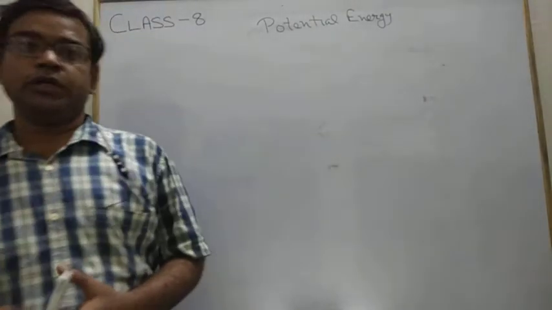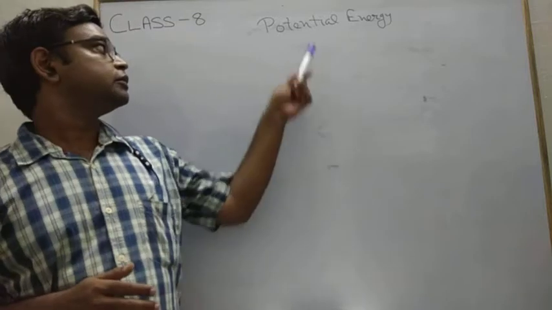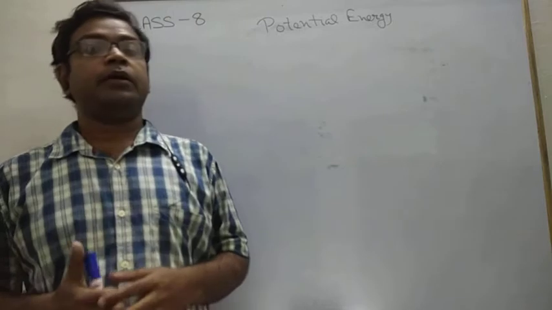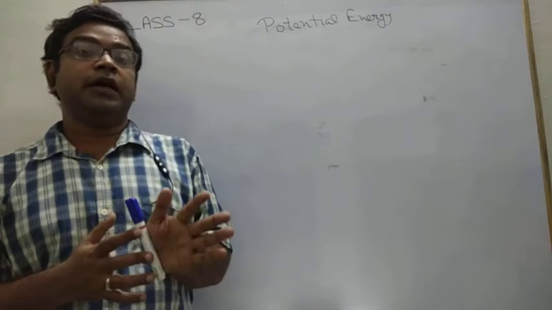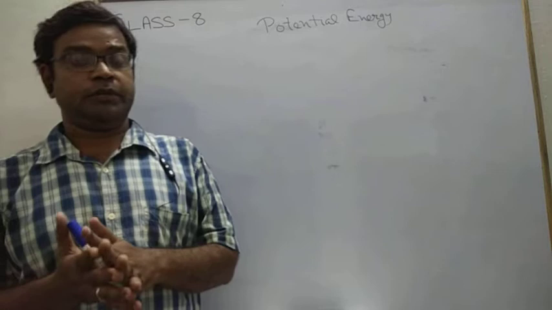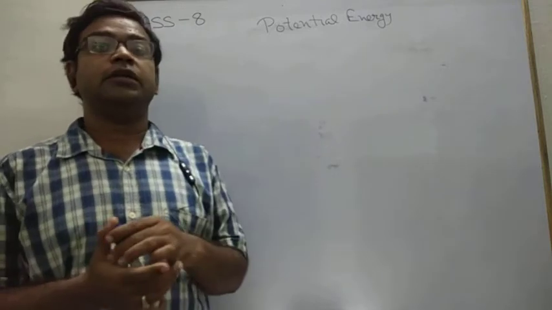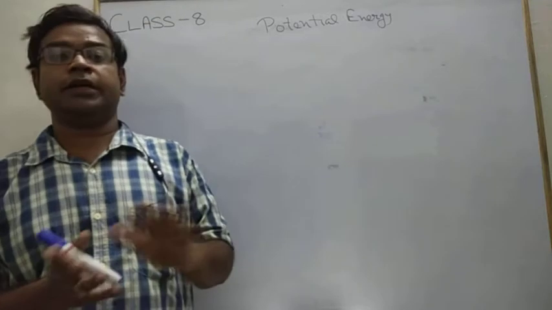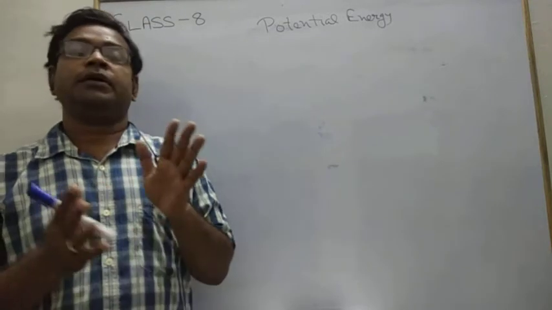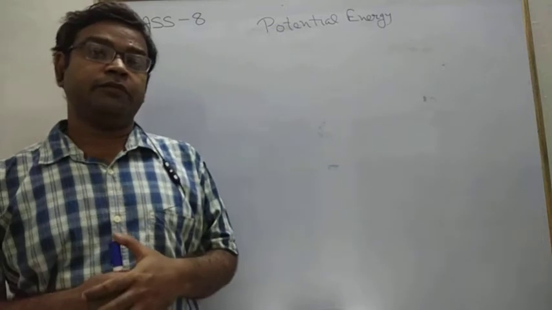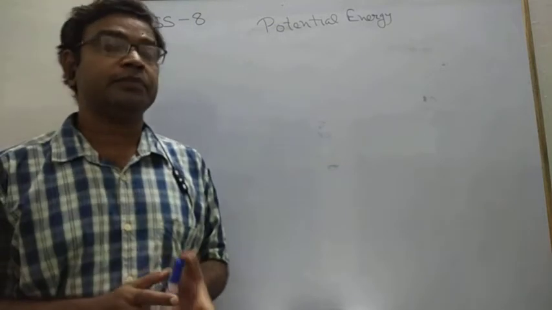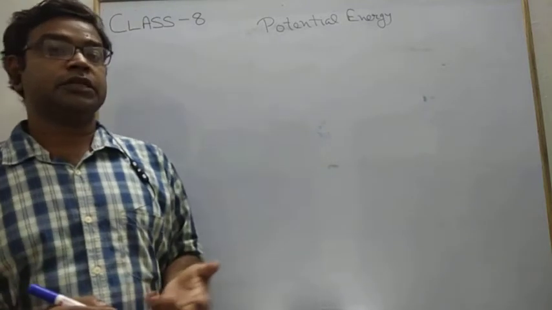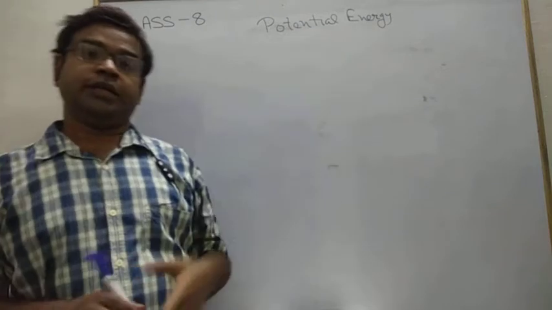Hello students, today we are going to discuss one more topic of your chapter, energy. It's potential energy. As we discussed, the ability to do work is known as energy. Broadly, depending upon the condition, we have two types of energy: potential energy and kinetic energy. In each type, whether potential or kinetic, we have various subtypes of energy. So first we discuss the main part, that is potential energy.